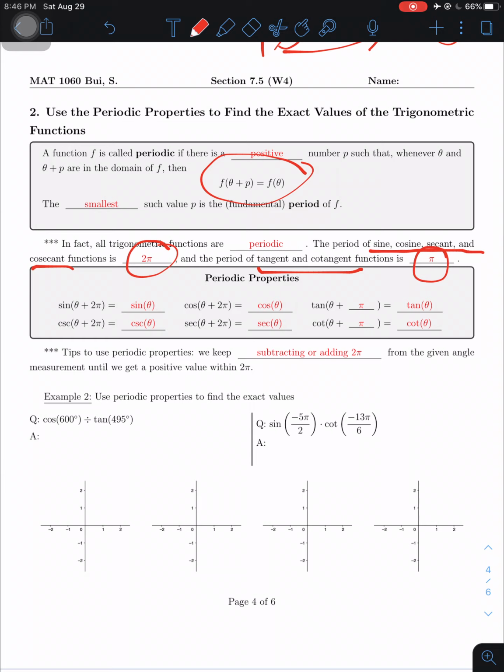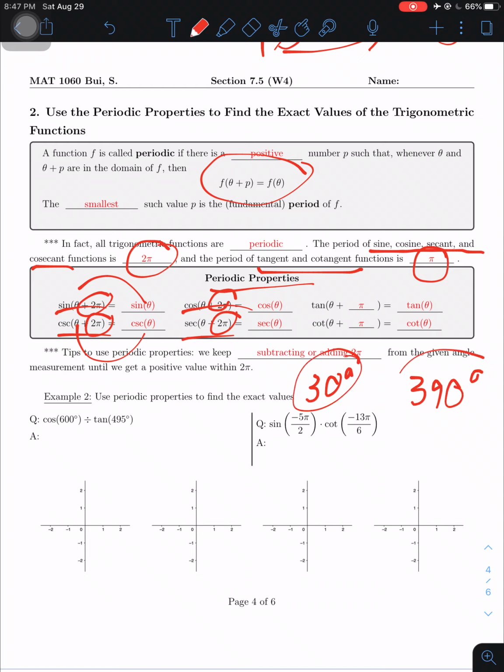Let's talk about the periodic properties. Like I said before, technically the sine, cosecant, cosine, and secant, as you can see, they all have the 2 pi. So if you add a 2 pi to an angle, meaning you go around a circle to get back to yourself, then the value of the trig function will stay the same. For example, if I have 30 degrees, and if I go back to itself by adding 360 and another circle onto it, then I'm going to get 390. Then the sine values of these 2 angles are the same. The cosine values of these 2 angles are also the same.